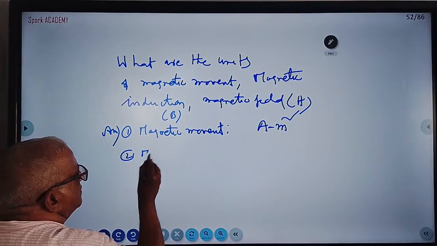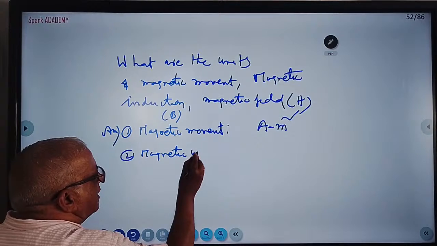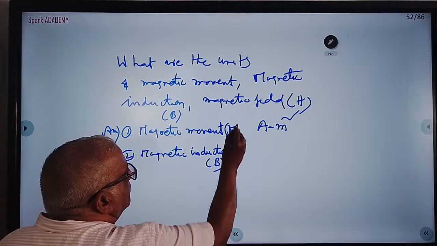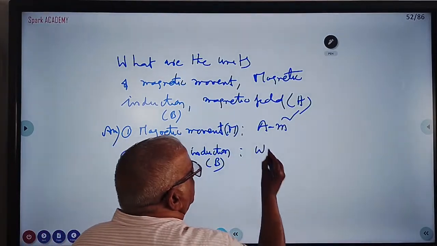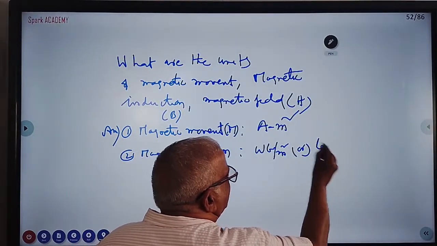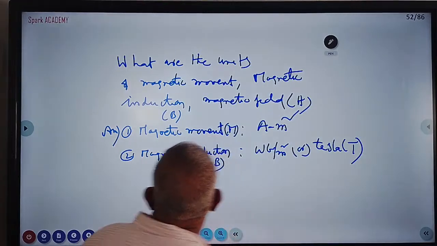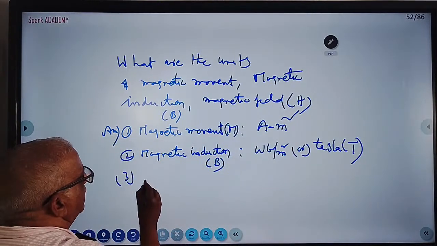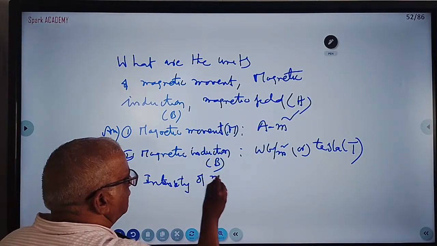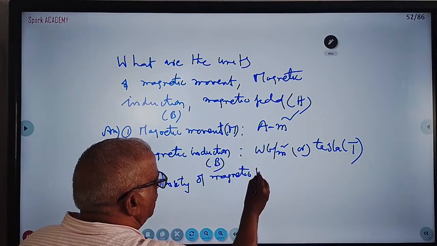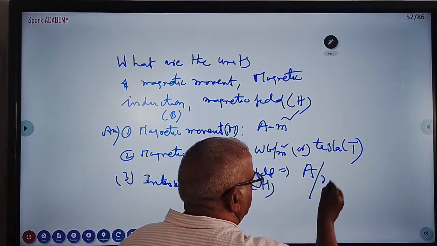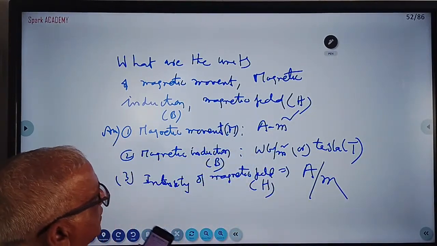Magnetic induction, given by letter B: Weber per meter square, or Tesla. They are using Tesla, T, nowadays. Magnetic field, intensity of magnetic field, that is H. For that, ampere by meter, ampere meter inverse.